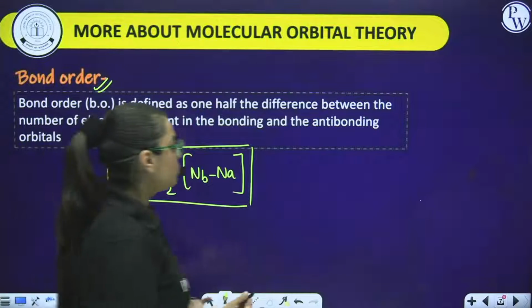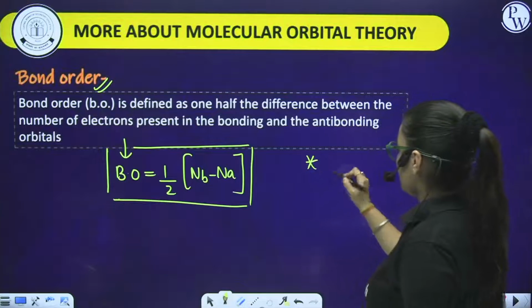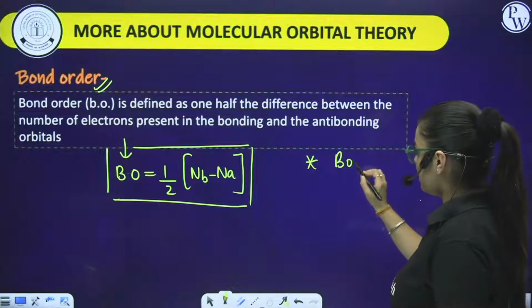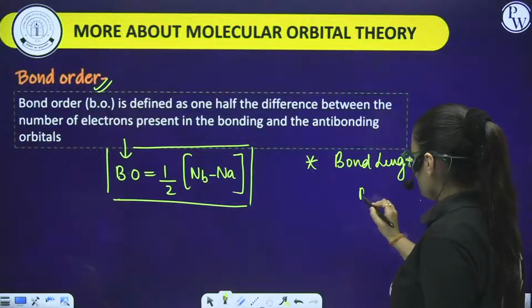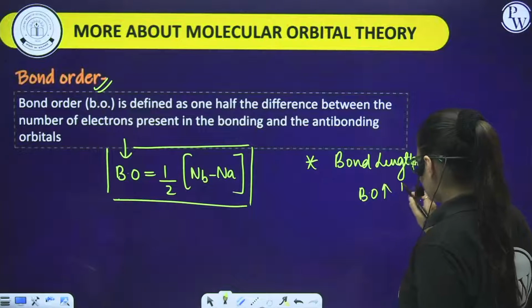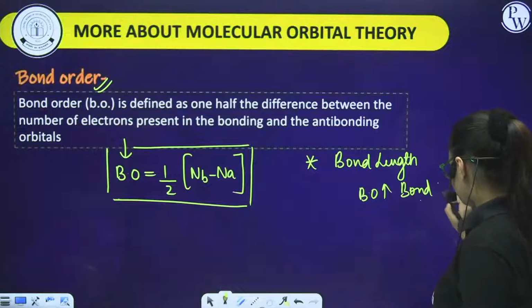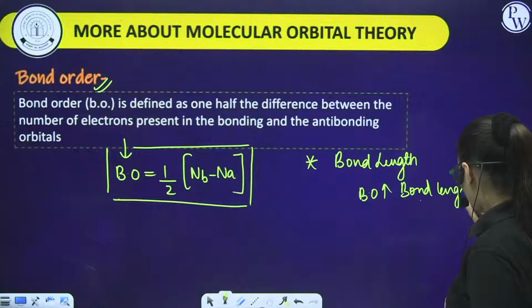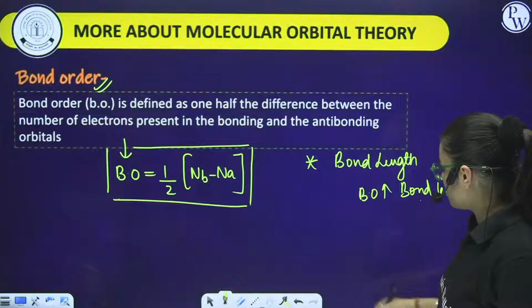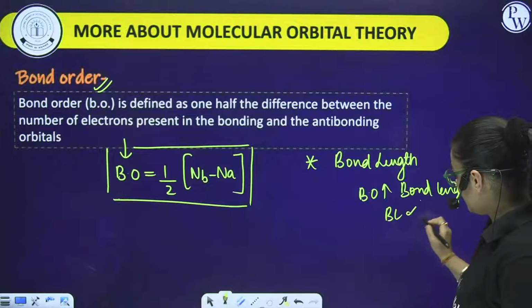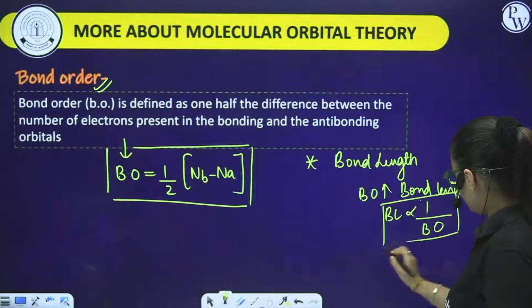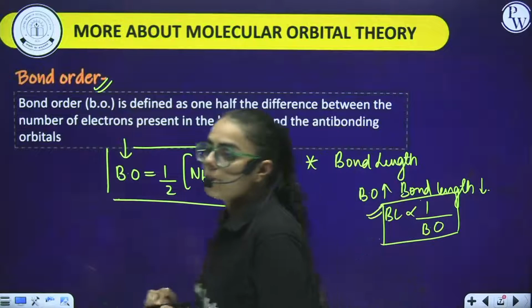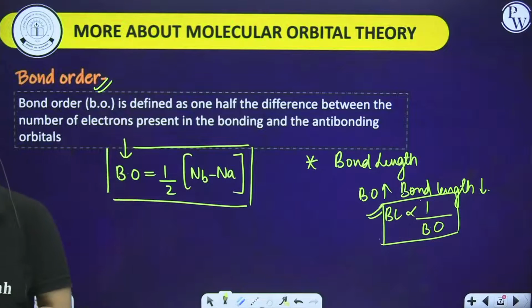Write this down. And one more factor: let's talk about bond length. Students, always remember, the more the bond order, the lesser is the bond length. This is one thing that you should know, that bond length is inversely proportional to bond order. Do remember this part also. Clear everybody? Write this down, students.